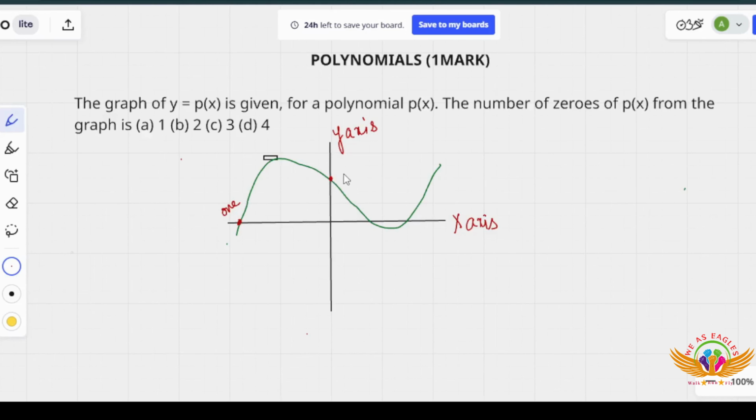Second point on the y-axis, 2 zeros. Third point on the x-axis, so it is 3 zeros. And fourth point on the x-axis itself, so it is 4 zeros. So total we have 4 zeros. Just focus on the points that are touching on both the axes x and y. Then you will get the number of zeros from the graph.